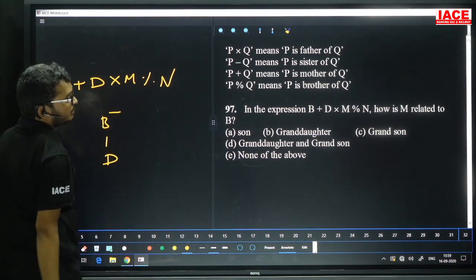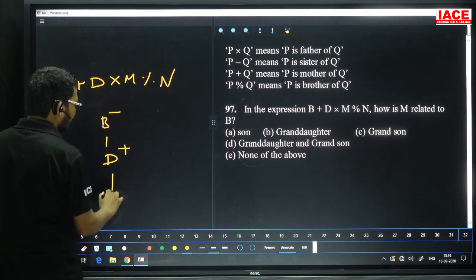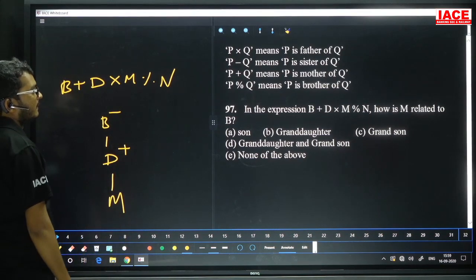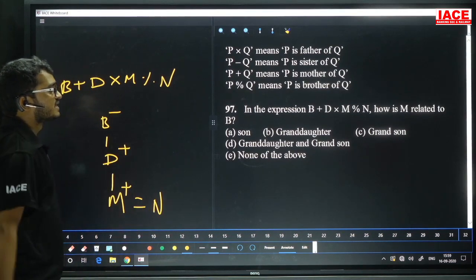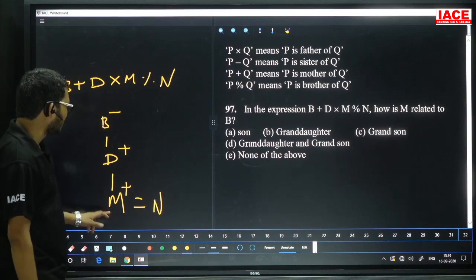D into M: into means father. Now D is father of M. M percentage N means M is brother of N. Your question is how M is related to B?